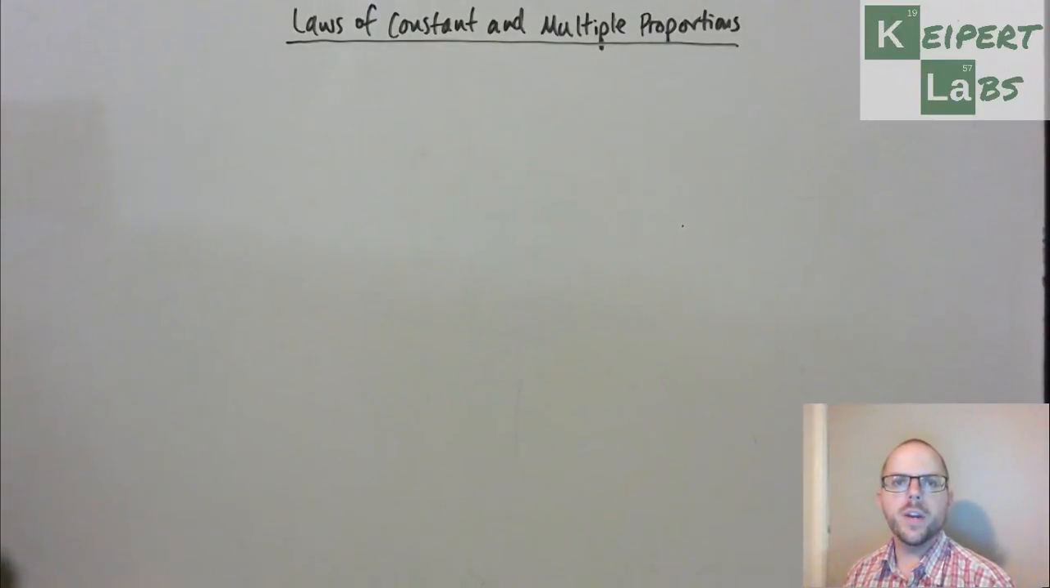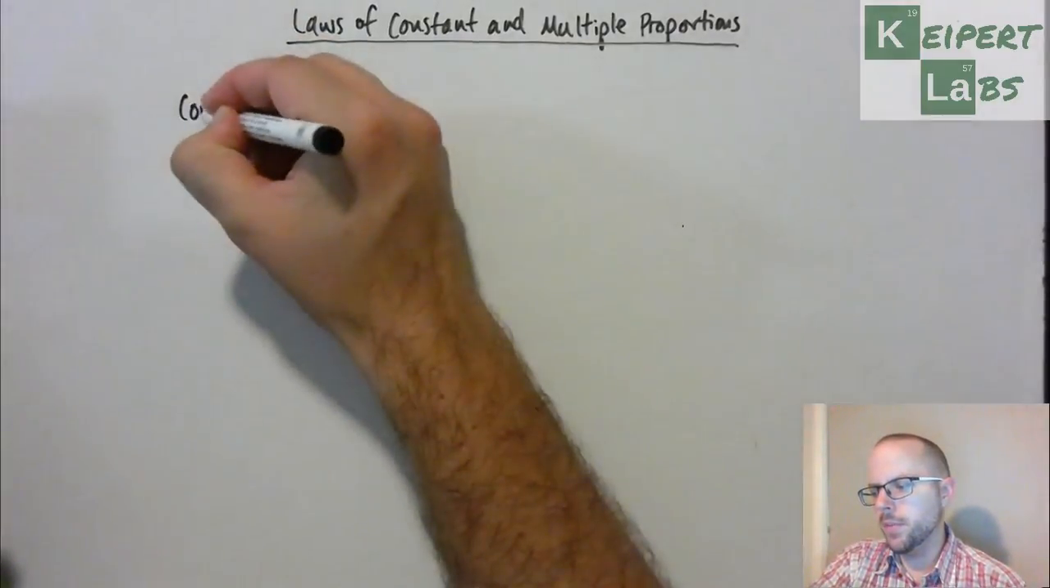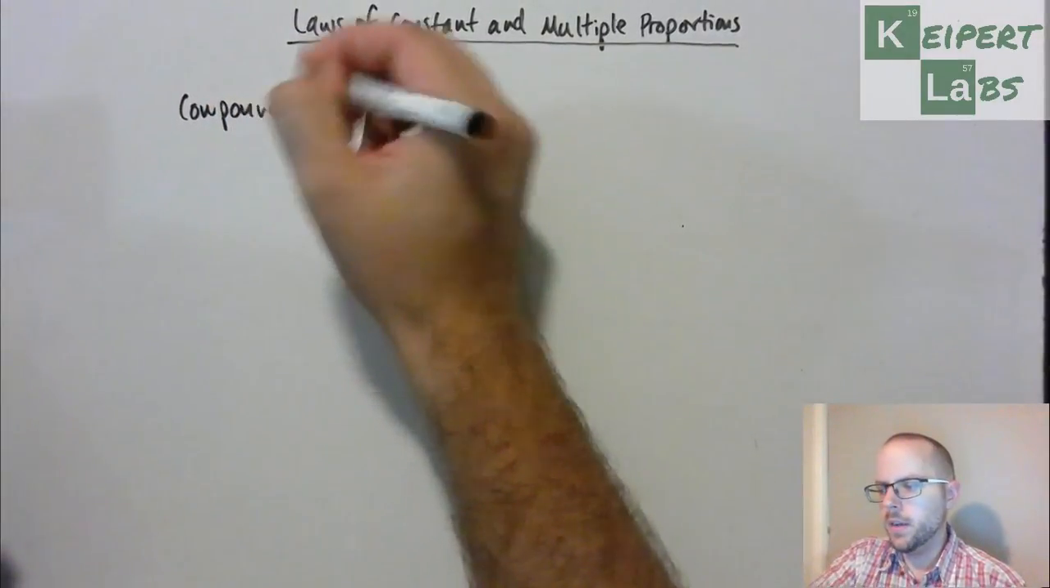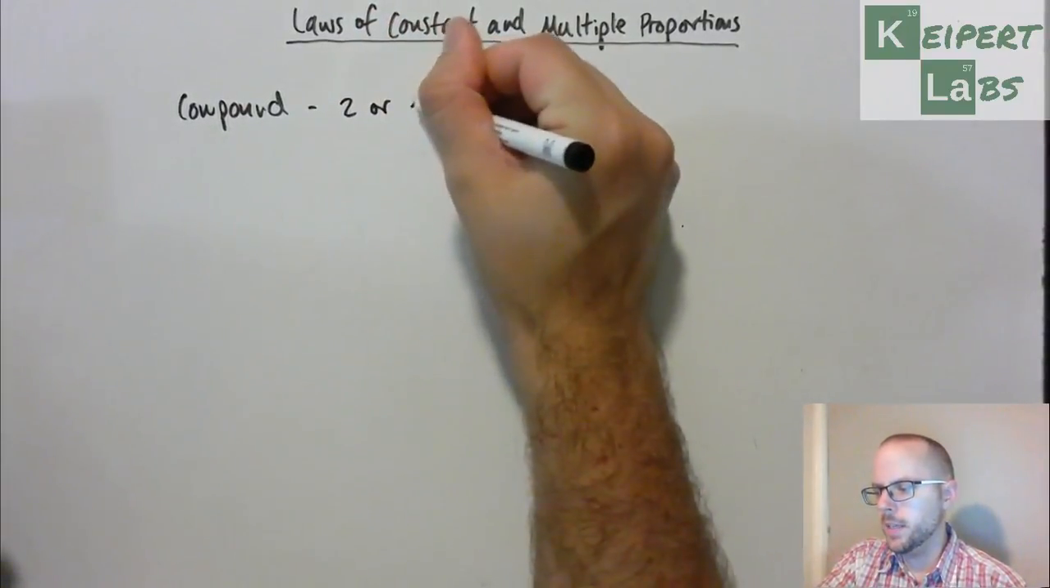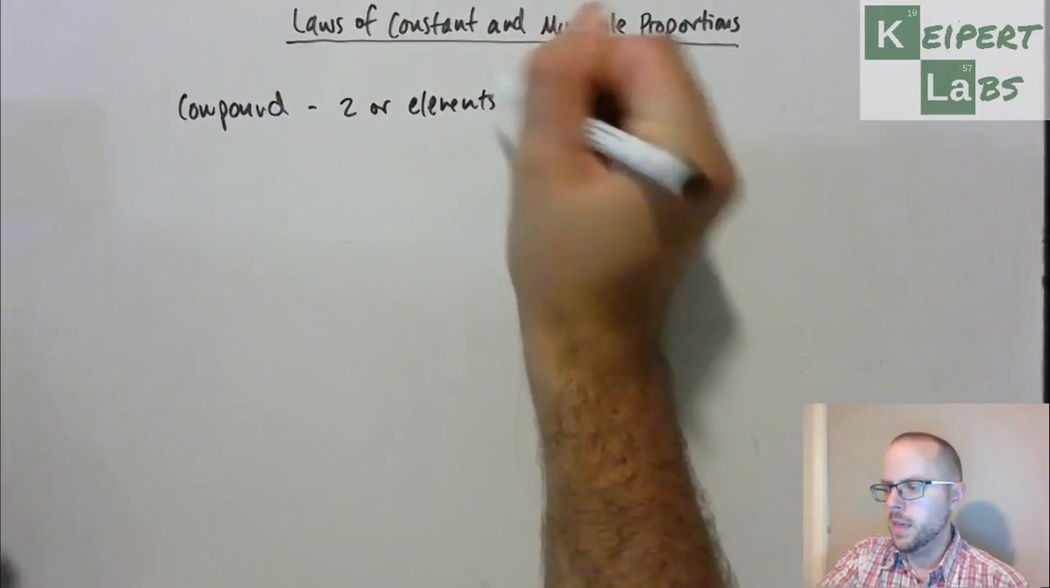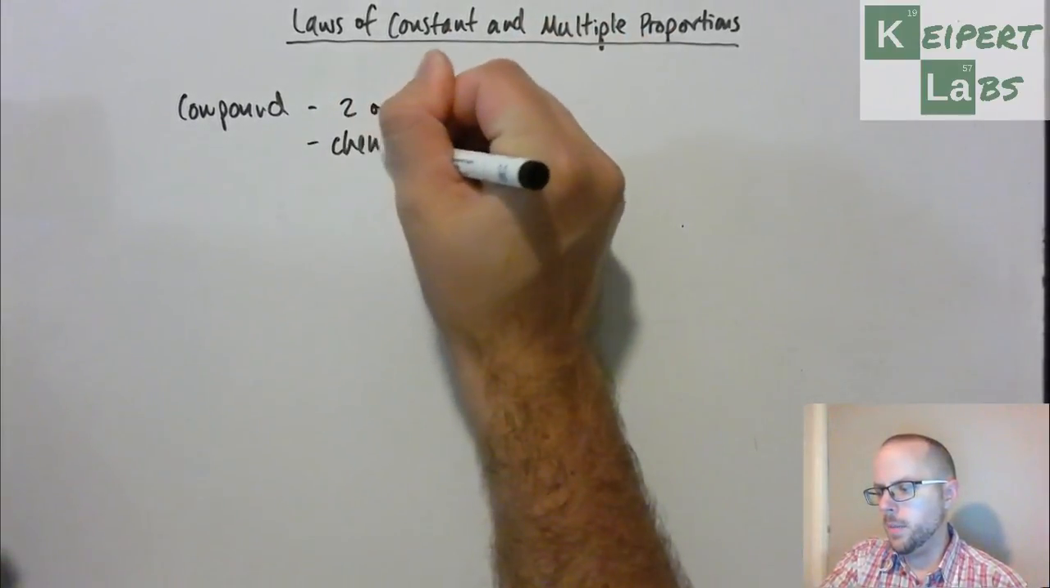In this video today we're going to go through what we call the laws of constant and multiple proportions. So what we're thinking about here is this concept of the compound. What we've looked at so far is this idea that a compound contains two or more elements, and they are chemically combined.